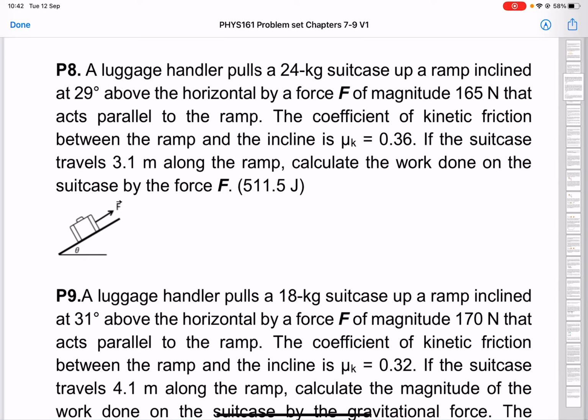Hello everyone. So here we have problems from work, potential energy, kinetic energy, and so on. Problem number 8. Please read the given task and then I can show you how to solve it.